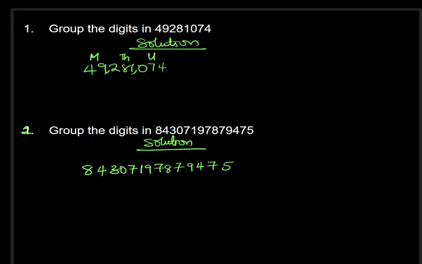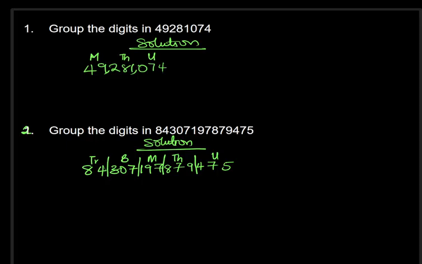Let's group: one, two, three. I'll be using the vertical slash now. One, two, three. One, two, three. One, two, three. Okay, so this is the unit family, this is the thousand family, this is the million family, this is the billion family, and this is the trillion family. So this is what we call grouping.